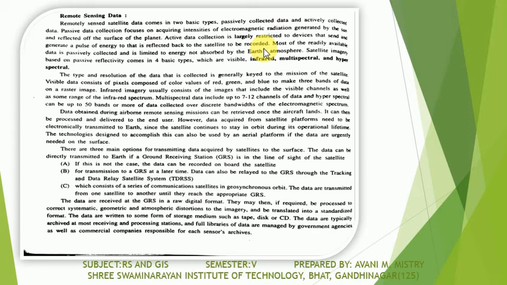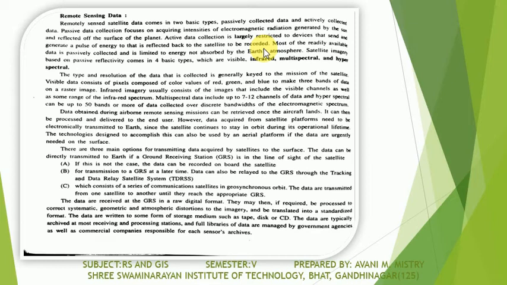Data obtained during airborne remote sensing missions can be retrieved once the aircraft lands. It can then be processed and delivered to the end users. However, data acquired from satellite platforms need to be electronically transmitted to the Earth, and since the satellite continues to stay in orbit during its operational lifetime, the technology designed to accomplish this can also be used by an aerial platform if the data are urgently needed on the surface. There are three main options for transmitting data acquired by the satellite to the surface.